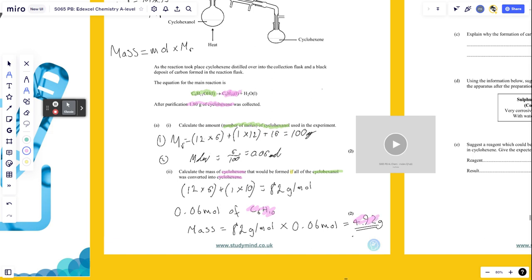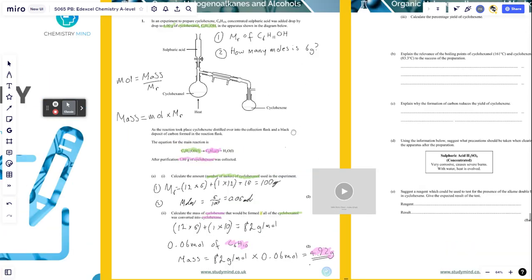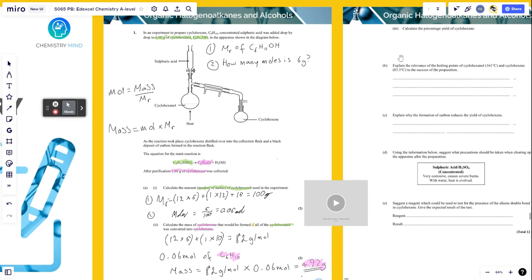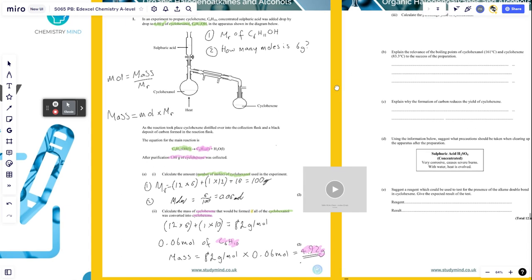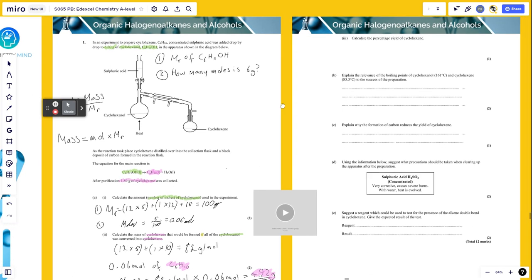Now, as you can see up here, after purification, 1.8 grams of cyclohexene was collected. So clearly we didn't get all of this. This is what we're going to get. So you're going to find out a little bit more about how to use that number in a later question. In fact, it's going to be in this question. That's what we're going to do now.